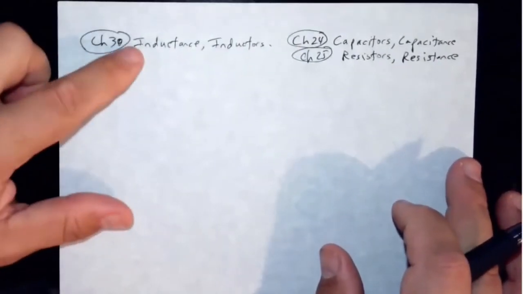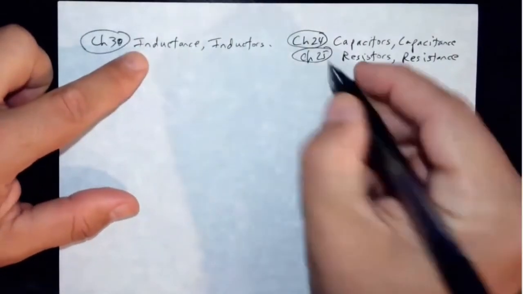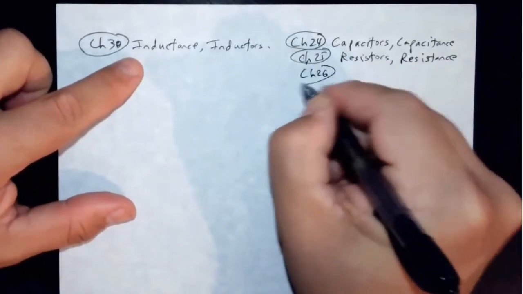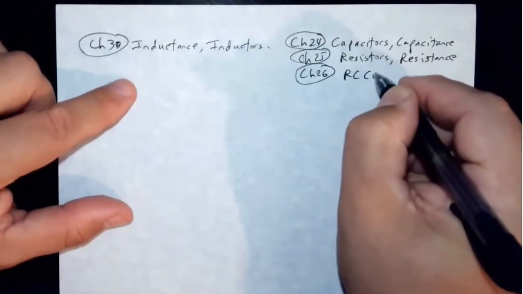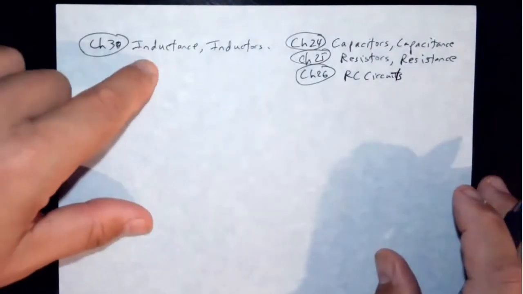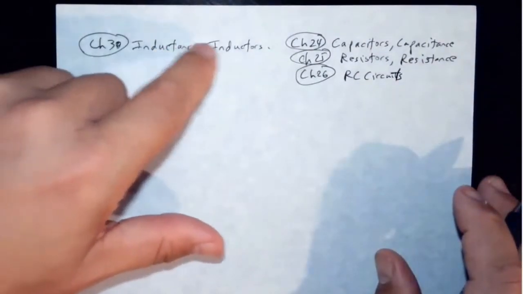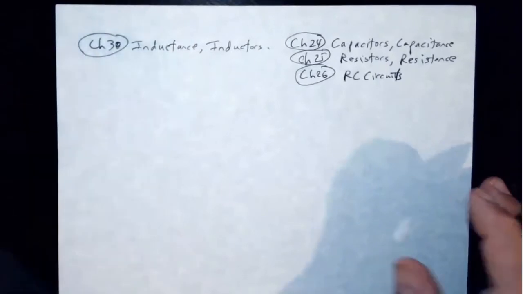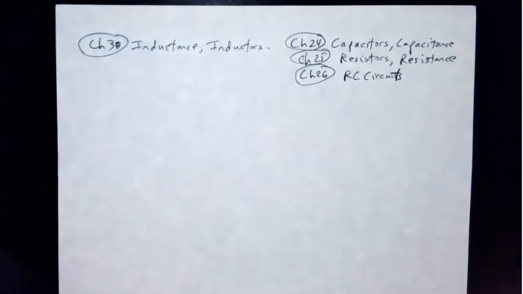And also this chapter has a little bit of the next chapter, which is RC circuits, because now we can have RL circuits. We can have inductors in there. So it's got a little bit of all those other chapters.